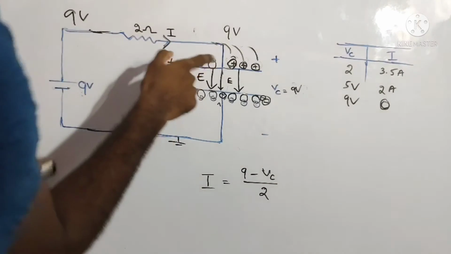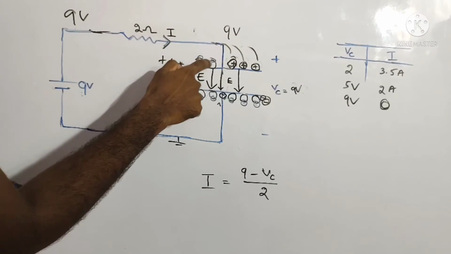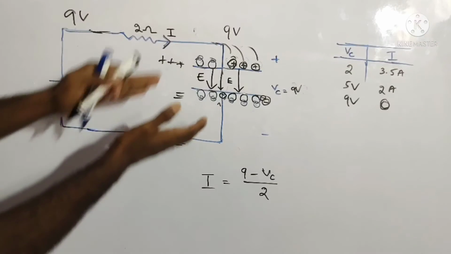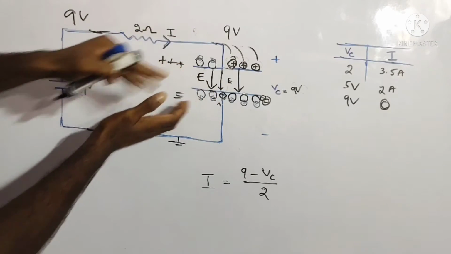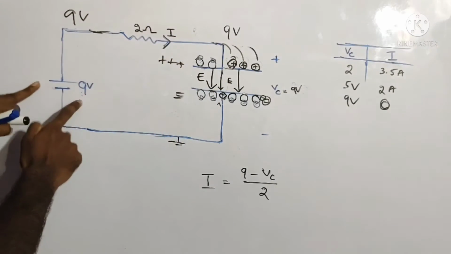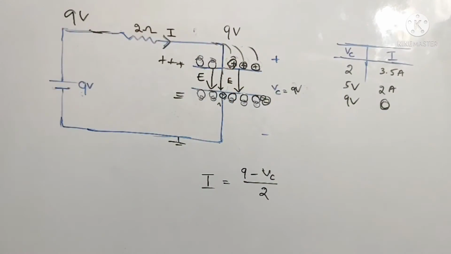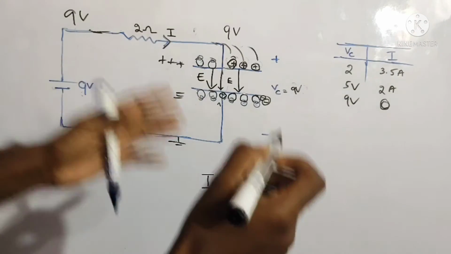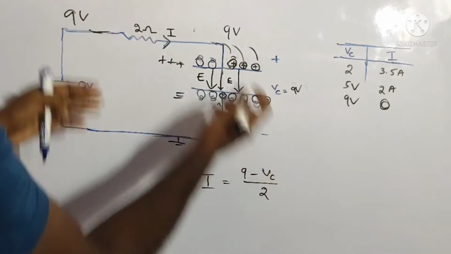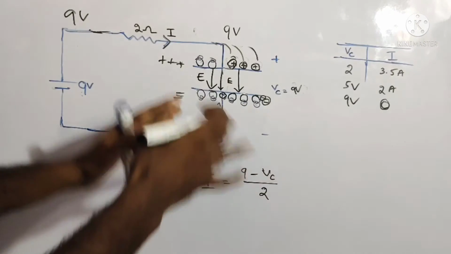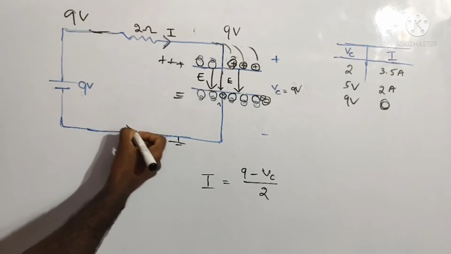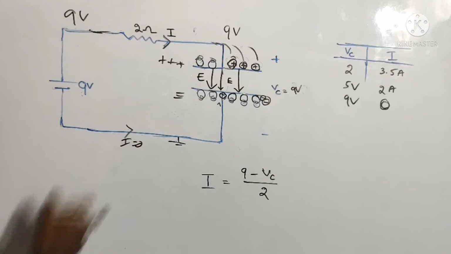Of course there are some remaining electrons, but what happens here is this: the capacitor charges to 9 volts, and there will be no potential difference between these 2 points. So the current will be 0. This is the condition of the steady state. So here there will be no current further. The current is 0 further.